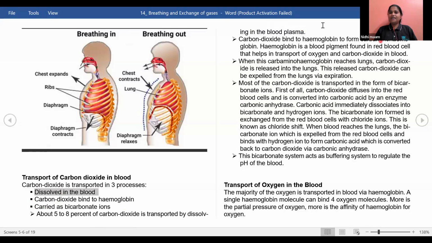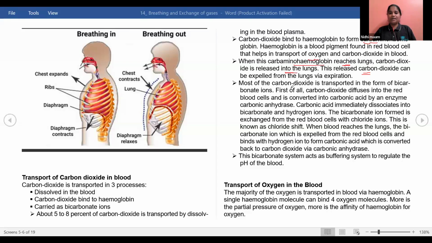Next, when carbon dioxide binds to the hemoglobin, carb-amino-hemoglobin is formed. Just make a point here, carb-amino-hemoglobin. Hemoglobin is a pigment we know which transports oxygen and carbon dioxide. When carb-amino-hemoglobin reaches the lungs, carbon dioxide is released into the lungs. This released carbon dioxide can be expelled out through expiration.